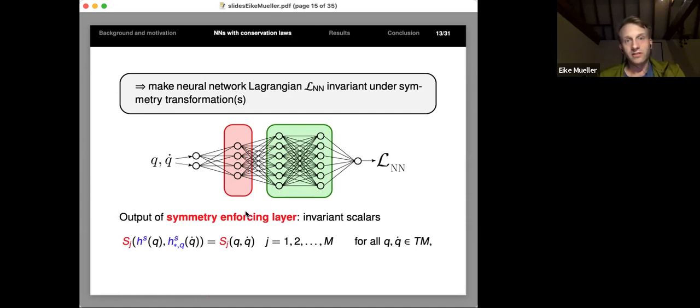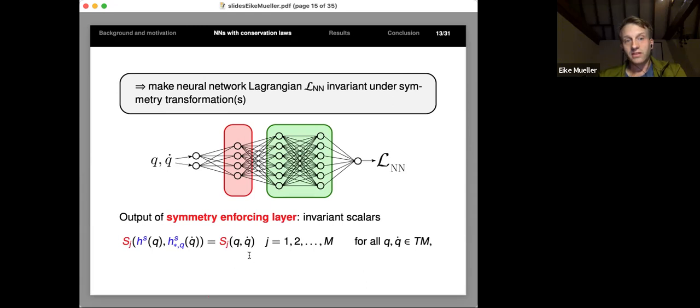We want to construct a neural network Lagrangian that is invariant under our symmetry transformation, and there could be several symmetry transformations. So all we do is we add an additional layer. That layer takes as input Q and Q dot, and it spits out all scalar quantities that are invariant under the symmetry transformation. That's a so-called symmetry enforcing layer. It takes in Q and Q dot, and it spits out some S_j, which depend on these two variables.